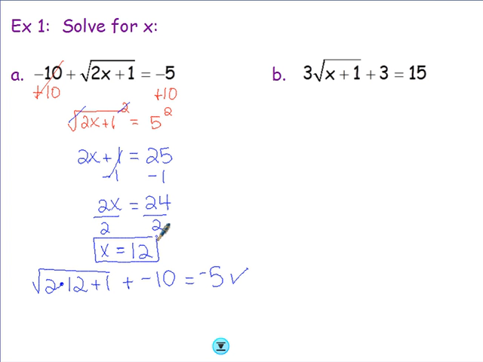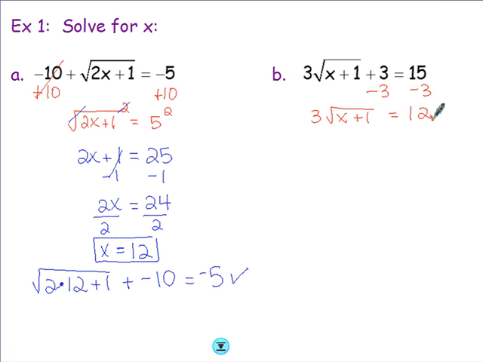Let's look at our letter B together. This requires a little more work. We want the radical all by itself. Well, we have 2 different 3's to move. Remember, when you're deciding what to move, always move your added or subtracted item first. So I am going to start by subtracting this 3 from both sides. That leaves me with 3 radical x plus 1 equals 12.